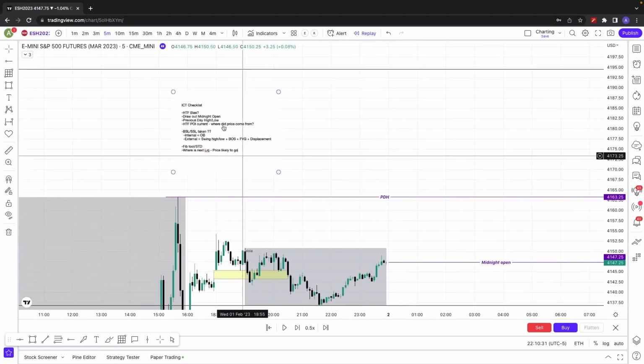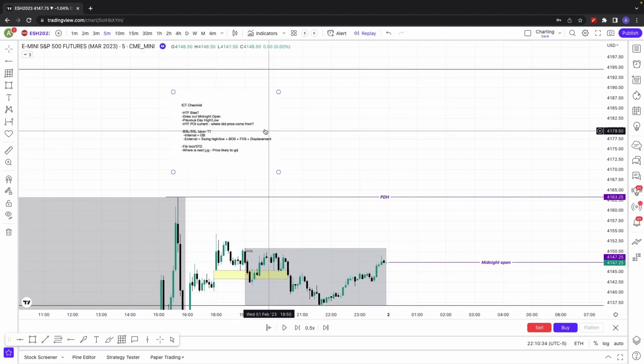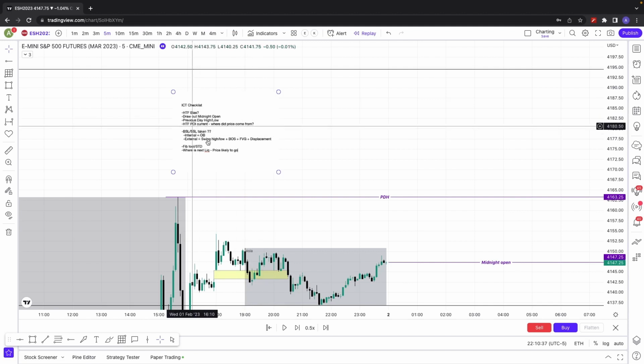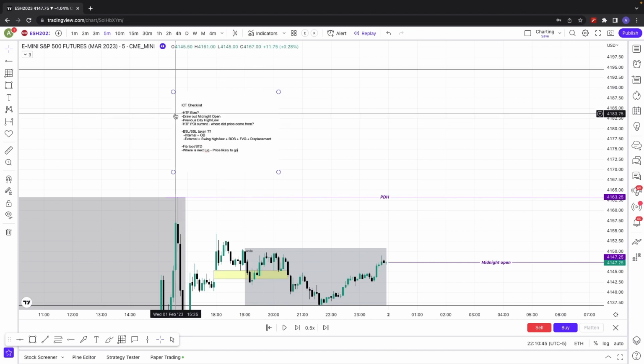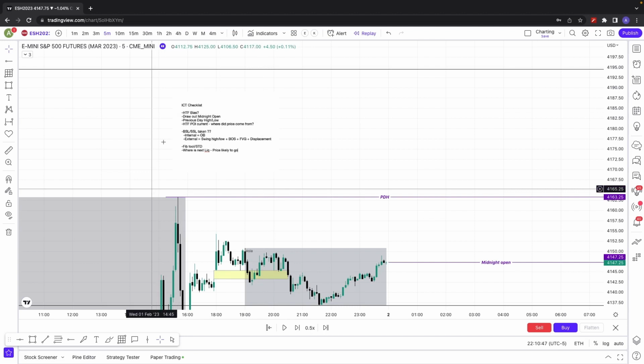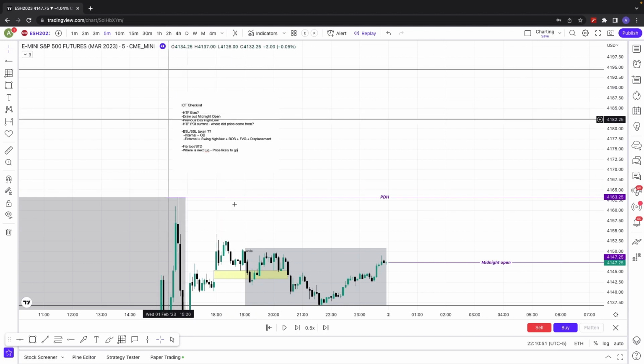this checklist I have up here. So this is just a picture that I brought onto TradingView, and then it can be left right here when you're trading so that you know you're looking at the correct stuff. So for my ICT checklist, I have what's my higher time frame bias. Well, currently we're in a bullish higher time frame bias.